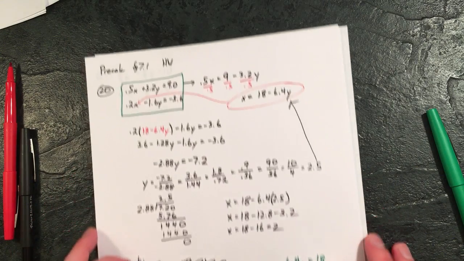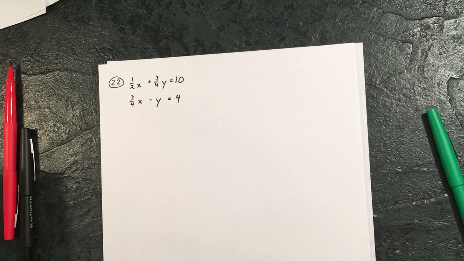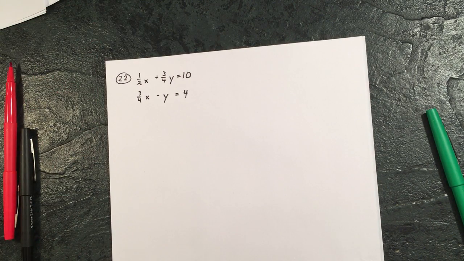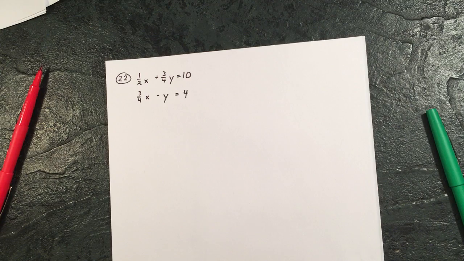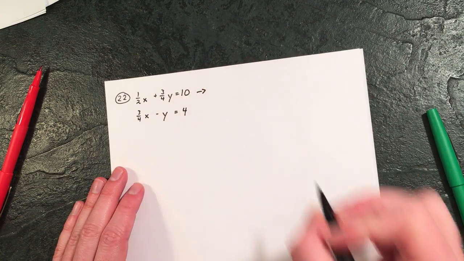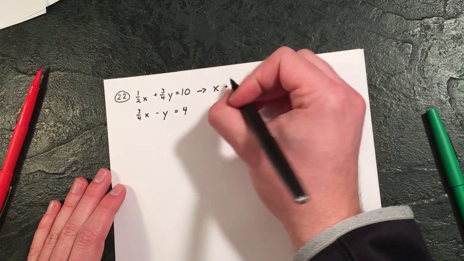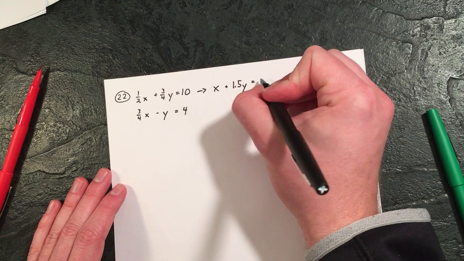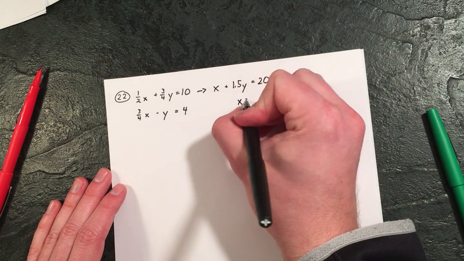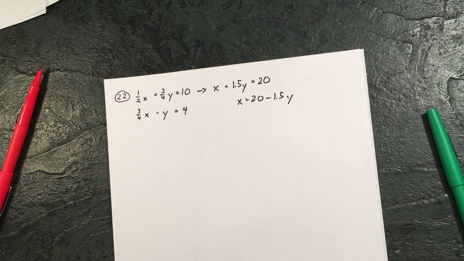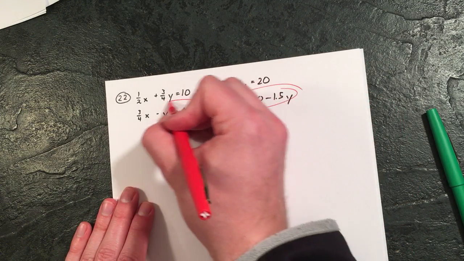20 here. The other one I want to look at is 22, which also gets a little gross. And these final numbers for 22 don't actually end up working out all that nicely. So here we have 1/2 x plus 3/4 y equals 10, and 3/4 x minus y equals 4. I'm going to take, yet again, this top one and solve for x. So I'm starting off by multiplying everything by 2. So we get an x here. This y is going to become 1.5y equals 20. So x equals 20 minus 1.5y. Okay, let's take this x and insert it into that second equation we had.